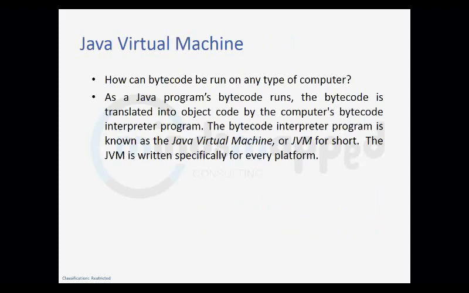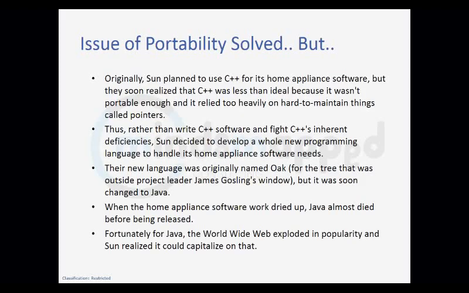So basically, any implementation of the Java virtual machine, or the JVM, is the Java runtime environment. The issue of portability was resolved, but then there was a problem. Though Java was invented for intelligent home appliances, that sector didn't pick up at that time. But then the internet, the World Wide Web, was introduced, and with its introduction is when Java became popular. 1996 was when the first version of Java came out, and today it's more than 20 years since Java was introduced.